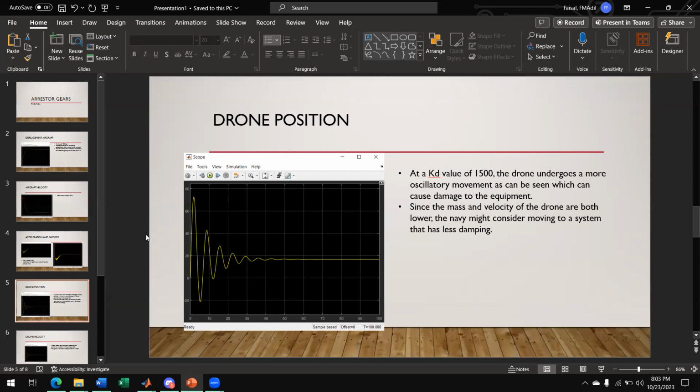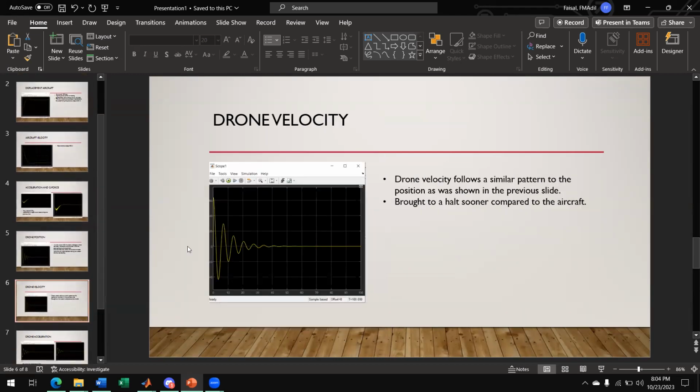It should be mentioned that because of this effect, the Navy might want to consider switching to a system that has lower damping, since both the mass and the velocity are lower, because at the KD of 1500, there's a lot of force being exerted, which is causing the drone to oscillate like a mass and spring system. A similar pattern happens with the drone velocity, where we start off at 64 and then go down pretty drastically, and then we come to a stop in a shorter amount of time.